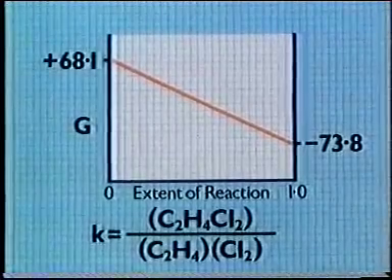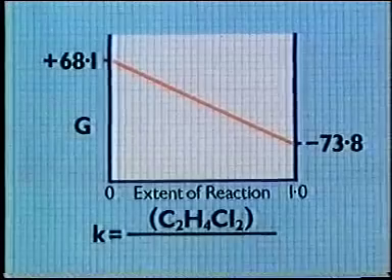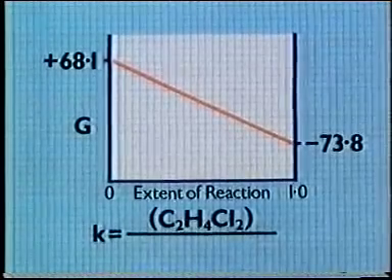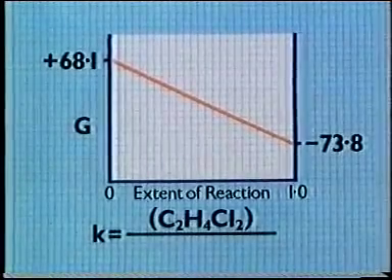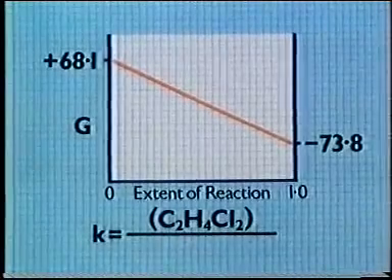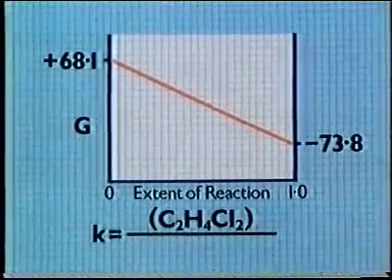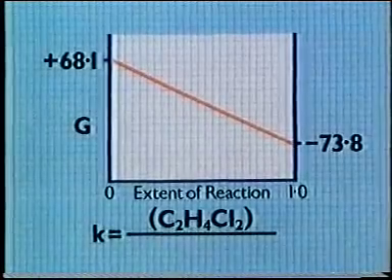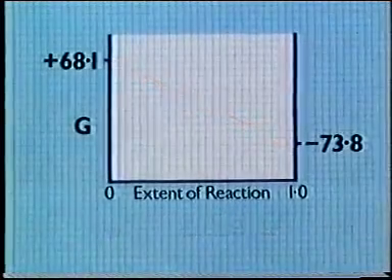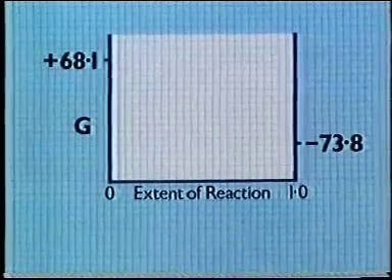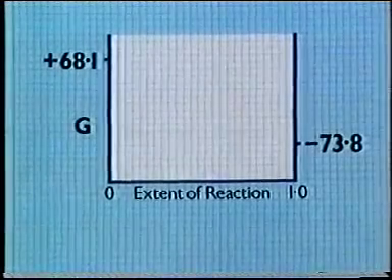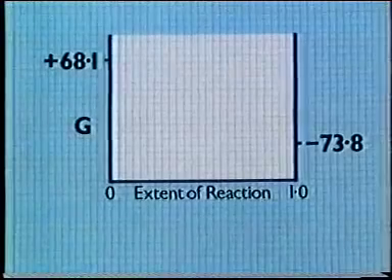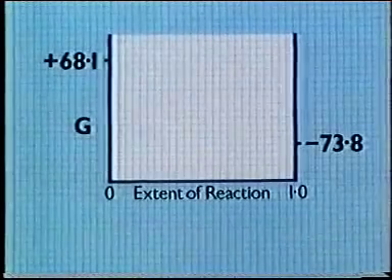If the concentration of chlorine and ethene drop to 0, then the value of the equilibrium constant would be infinity. Although the equilibrium constant for this reaction is large, it is not infinity. No reaction can produce pure products. So what does this mean for our plot of G versus the extent of reaction? Well, it looks like this.